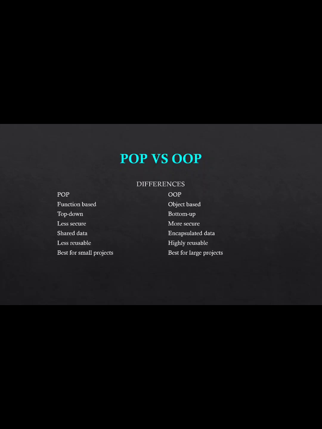Now, these are the major differences which I mentioned earlier: procedure-oriented programming is function-based, object-oriented programming is object-based. Here it follows a top-down approach, there it follows a bottom-up approach. Here it is less secure, there it is more secure. What does less secure or more secure mean? Here the data is less secure, there the data is more secure. Why here is it less secure? Because the data is shared. Why there is it more secure? Because the data is encapsulated, that means it is combined together inside a class or an object. Here it is less reusable code, there it is highly reusable code. Here it is best for small products, there it is best for large projects.